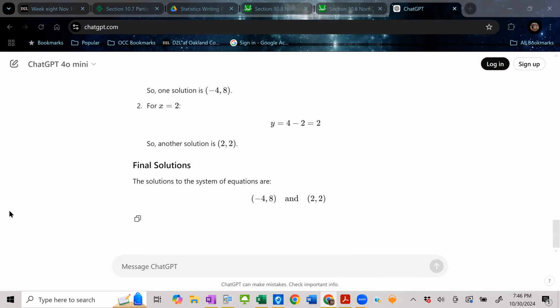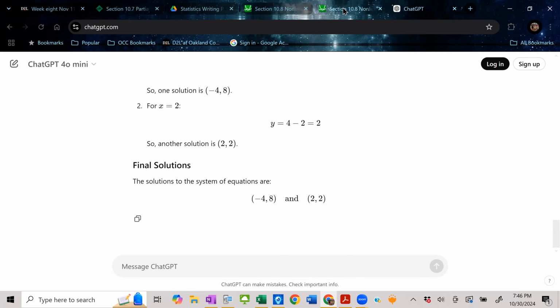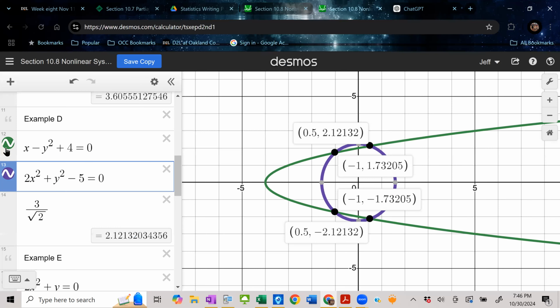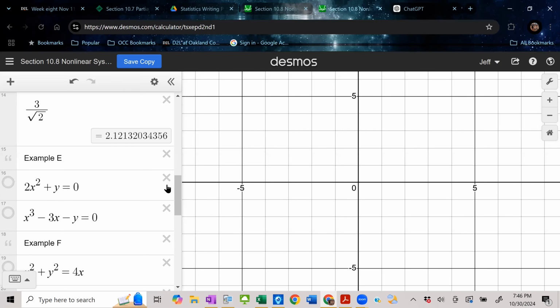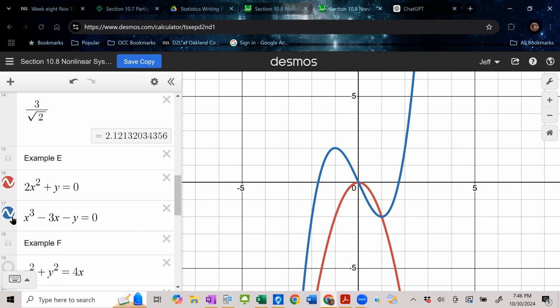So move down to example E. Let's shut these off. We're down to example E. 2x squared plus y. And an interesting one. Now we got a cubic equation. So there's something I want you to be aware of when you're looking at this one. So you've got a parabola that faces down. That's great. And then a cubic equation. How many solutions are you seeing here?